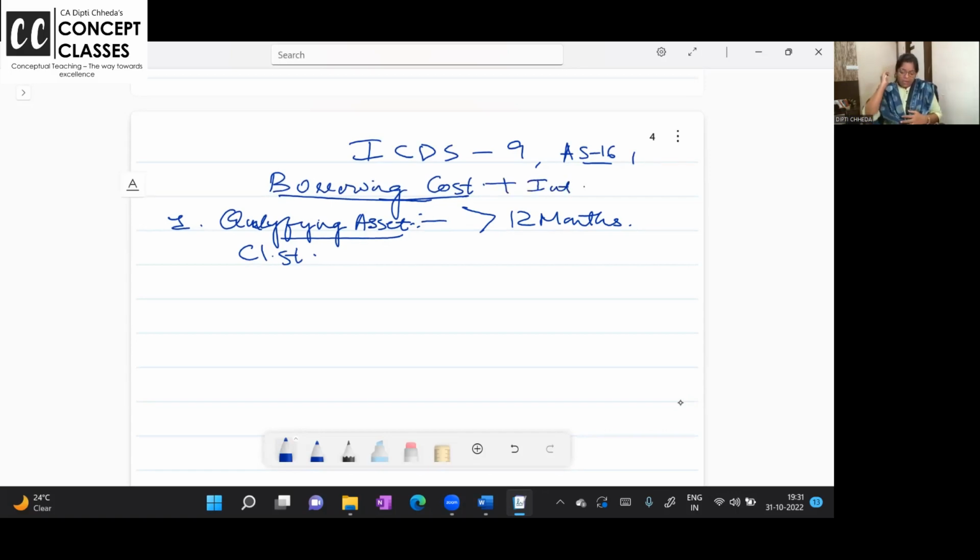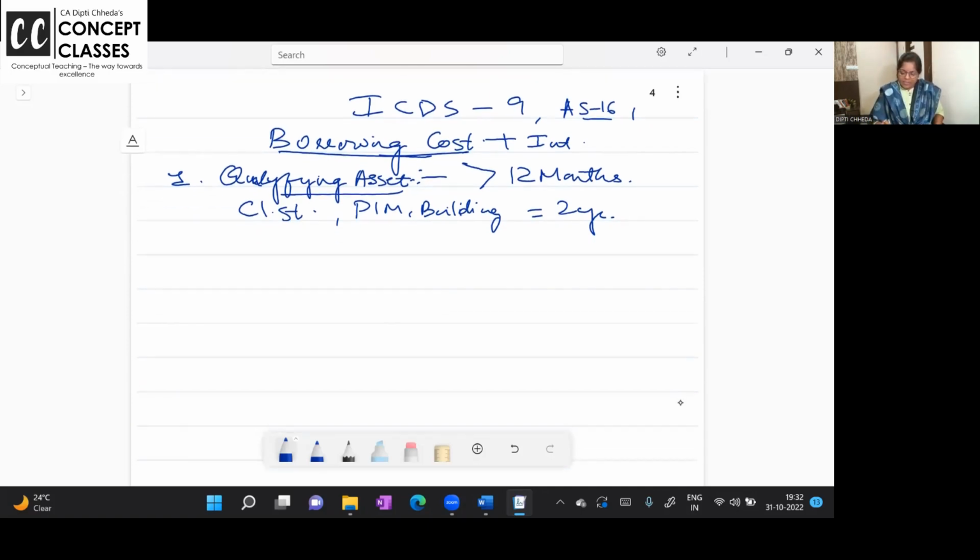Answer is yes. Or some fixed assets, plant and machinery, or a building, which is taking more than 12 months to get ready. A building is taking 2 years to make. While you make the building for 2 years, you have taken a loan from the bank, or you have issued debentures for making the building. So whatever interest is going on, can you add it to the cost of the building and then charge depreciation? Answer is yes.